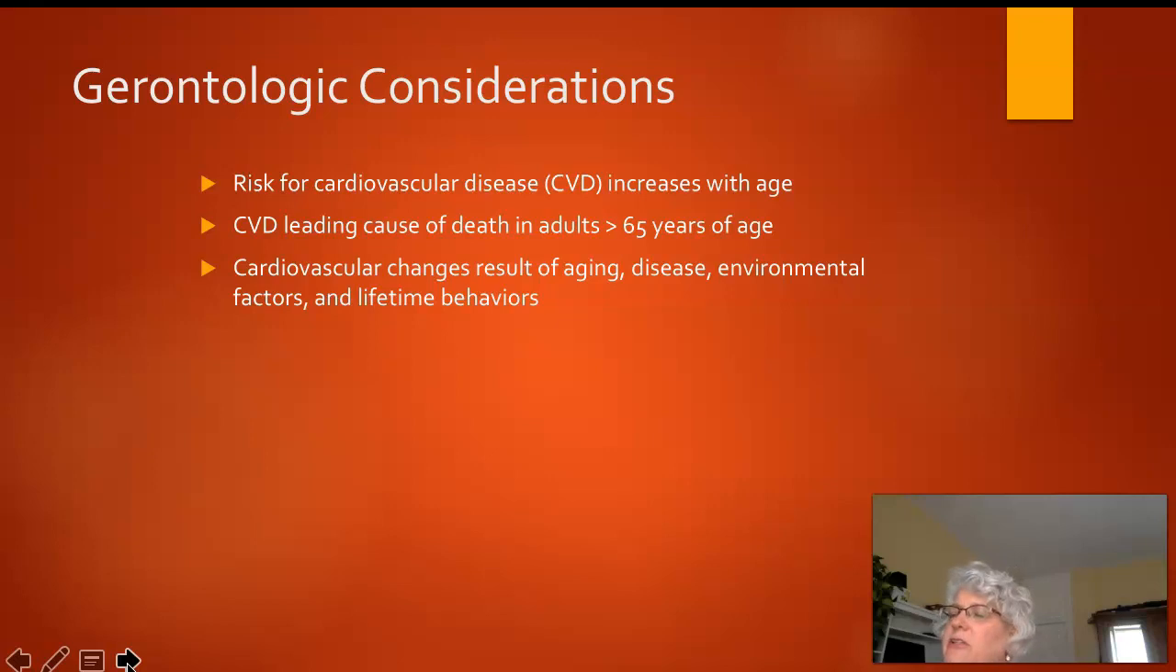So let's talk about gerontological concerns. The risk of heart disease increases with age, and cardiovascular disease is the leading cause of death for adults over the age of 65. Many times it's hard to unravel whether cardiovascular disease is caused by age, by disease process, or by lifestyle behaviors. So there's a lot of considerations.